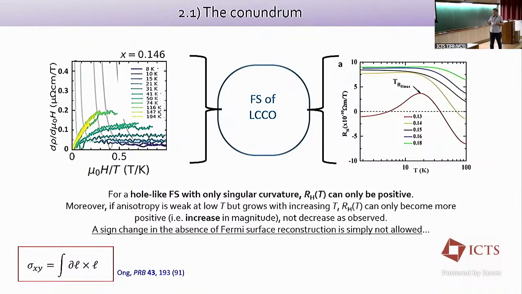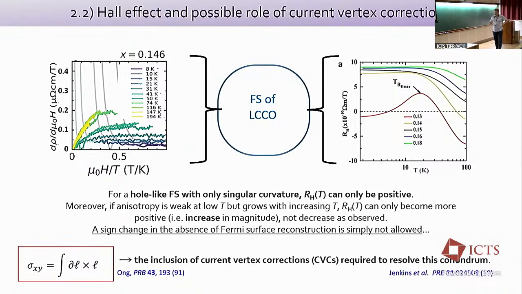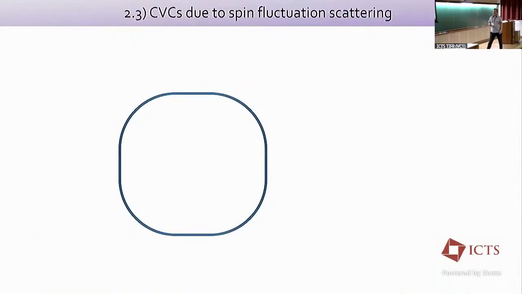And so, taking our lead from Ong's construction for the Hall conductivity in a 2D metal, we realized that the only way to get an answer consistent with the magnetoresistance is to go beyond RTA and do a kind of poor man's inclusion of current vertex corrections. And then I'll show you how that can help us to distinguish between the spin and the charge.